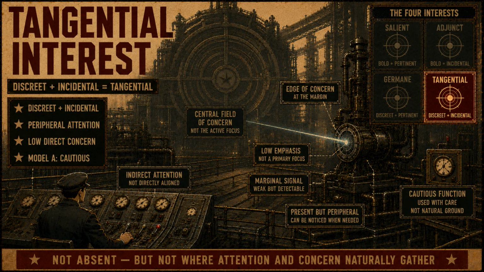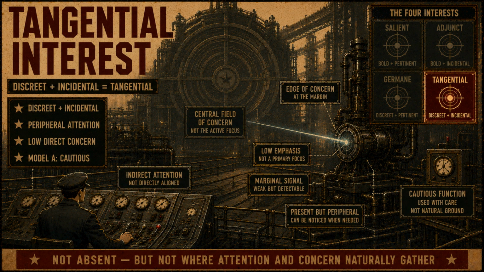The fourth interest group is tangential interest. Here, both axes are at their least central. The function is discrete, so attention does not gather around it strongly. It is not usually brought forward with emphasis, confidence, or clear concentration, and it is also incidental. That means it is not closely tied to the type's main field of concern. It may still appear when the situation calls for it, but it does not usually feel like the point of the matter. So tangential interest describes functions that sit at the edge of attention and concern.